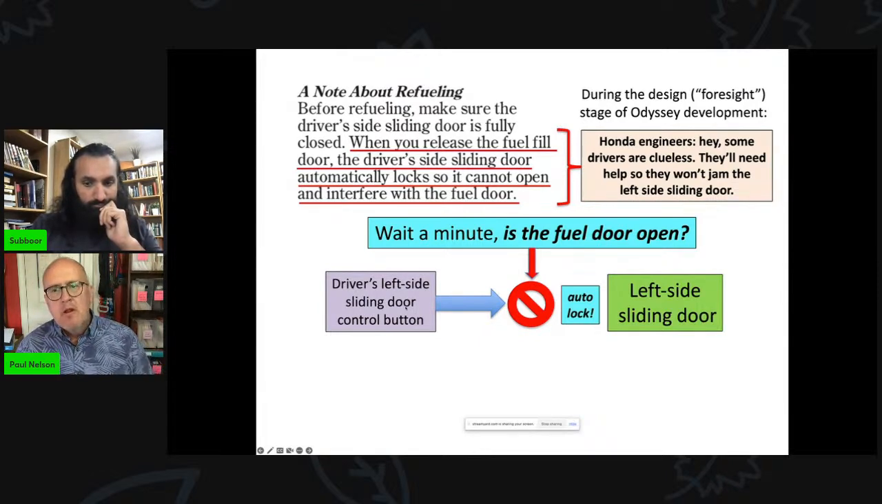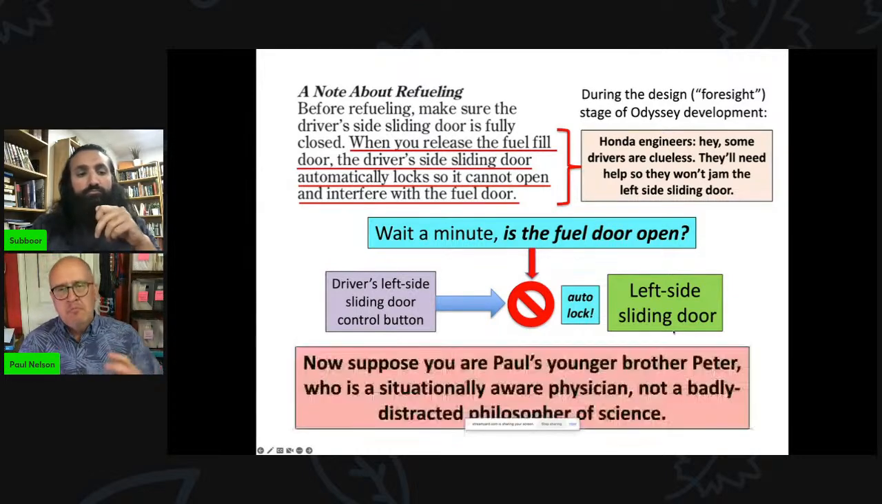seat, there's a logic circuit that says, wait a minute, is this open? If it is, we're not going to let you open the sliding door. We're going to stop this signal from getting here to prevent a catastrophe of the door jamming. The two doors would jam on top of each other. All right, so that's the background.